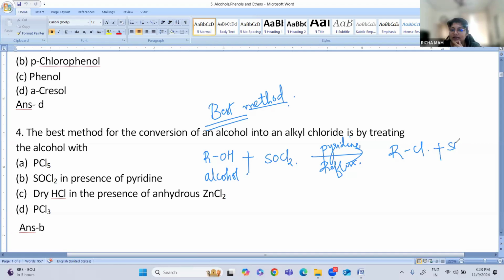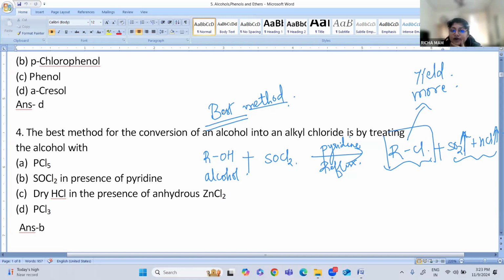The byproducts obtained here are gases, so easily these gases will escape out. They will be liberated. So the product yield will be more here. Because of that, this is the best method for conversion of alcohol into alkyl chloride.